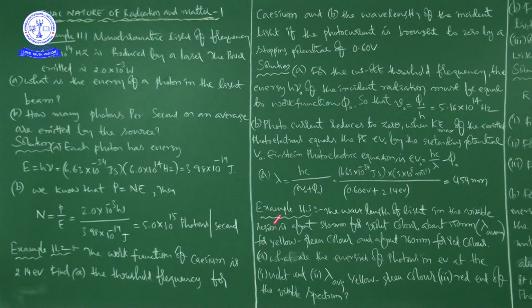A is completed, now B. The wavelength of incident light, if the photocurrent is brought to zero by a stopping potential of 0.60 volt. So what is he asking to find? The wavelength of the incident light. Next, the photocurrent reduces to zero when the maximum kinetic energy of the emitted photoelectrons is equal to the potential energy.